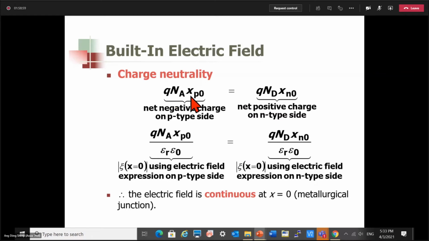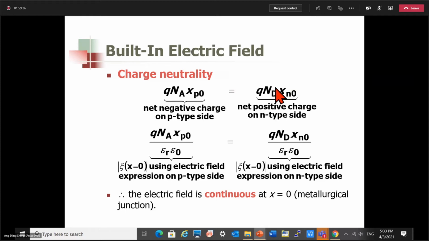So the term on the left gives you the amount of negative space charge on the P side, which can be evaluated as the product of the acceptor doping density, qNA, multiplied by the volume of the space charge region. The volume of the space charge region can be evaluated by the product of XP naught times A, where A represents the cross-sectional area of the PN junction.